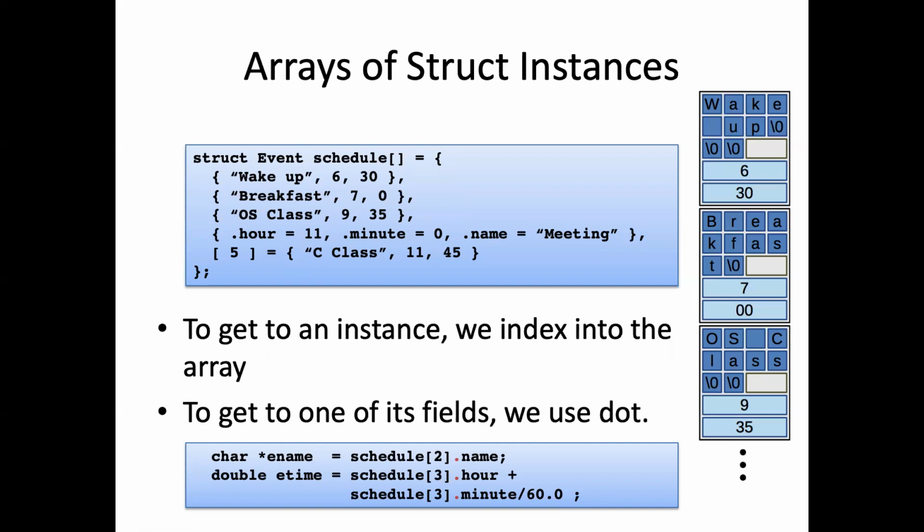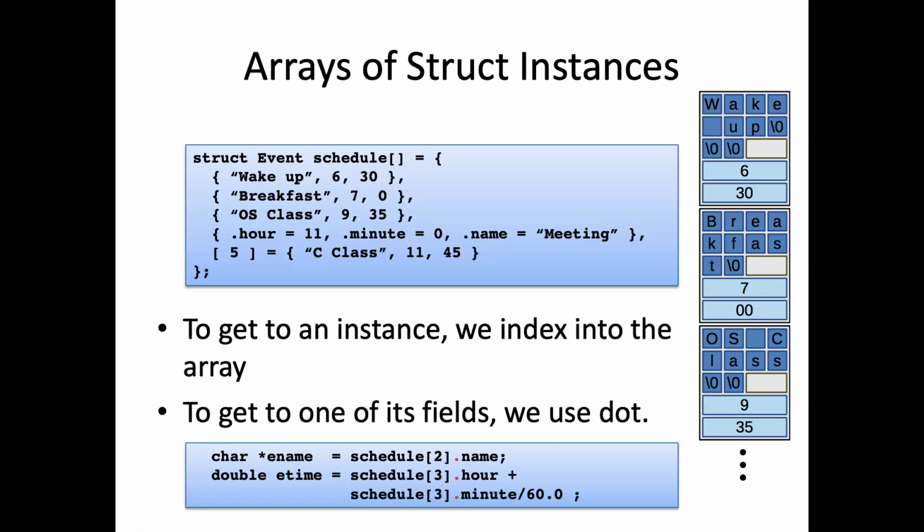If you built an array like this, it's an array of structs, each one of which has fields. So if you look up a particular element of the array, like I'm doing down here, schedule element 2, every element is an instance of this struct. So to get to one of its fields, I use dot. Schedule element 2 is this element OS class up here. If you wanted to get to its name field, that would be dot name. If you wanted to get to its hour or minute field, you'd use dot. I'm making a big deal out of this because we could have made an array of pointers to structs, and we'll do that in a moment.